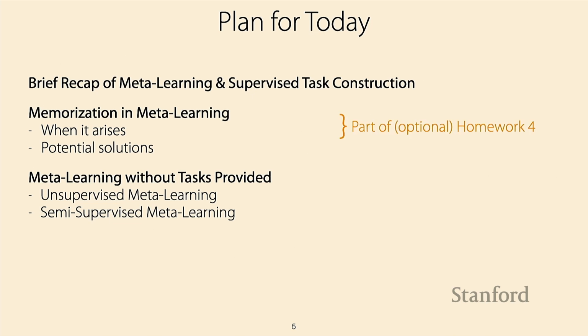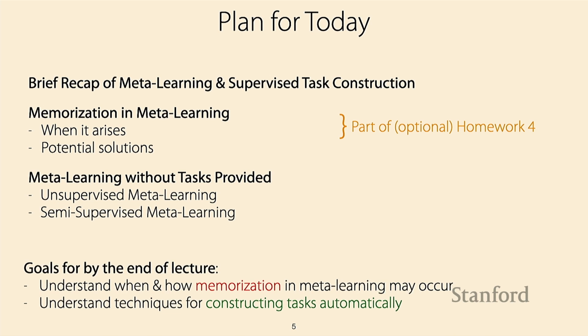The first part of the lecture will be covered in homework 4. Homework 4 is optional, but if you do choose to do that, then a lot of the stuff that we'll talk about in the first half of the lecture is quite relevant for that. And so the goals for the end of the lecture are to understand when memorization can happen in meta-learning and also understand techniques for constructing tasks automatically.